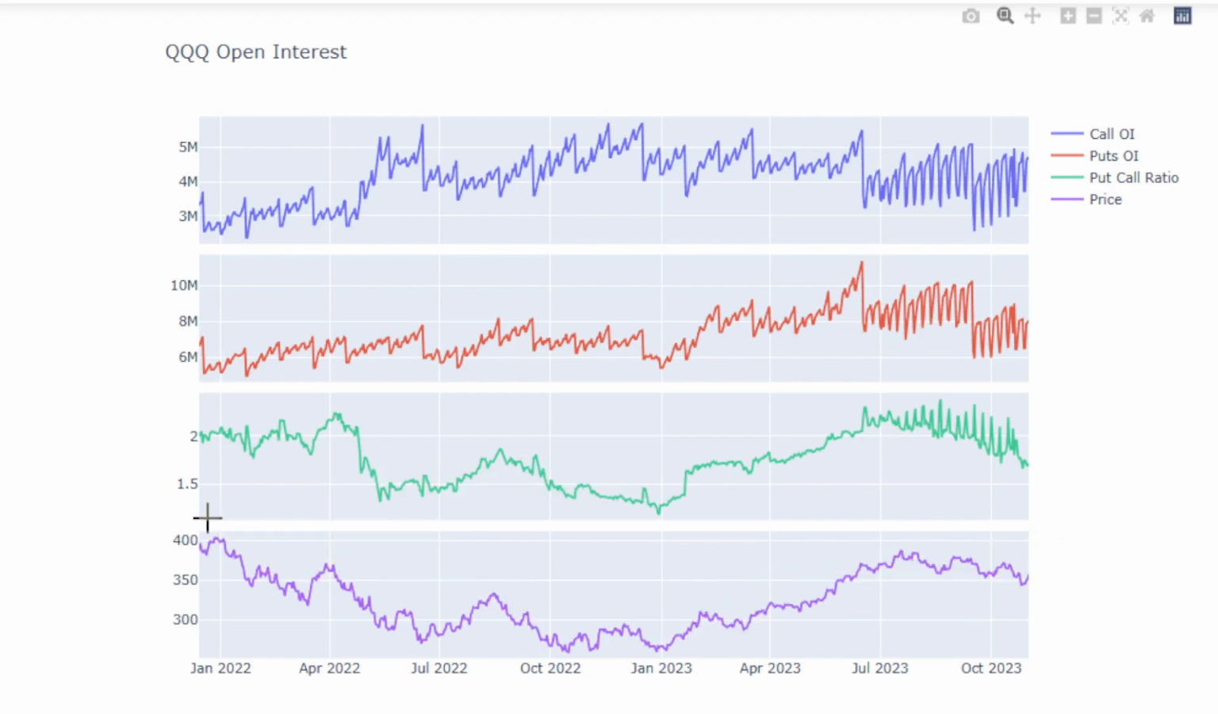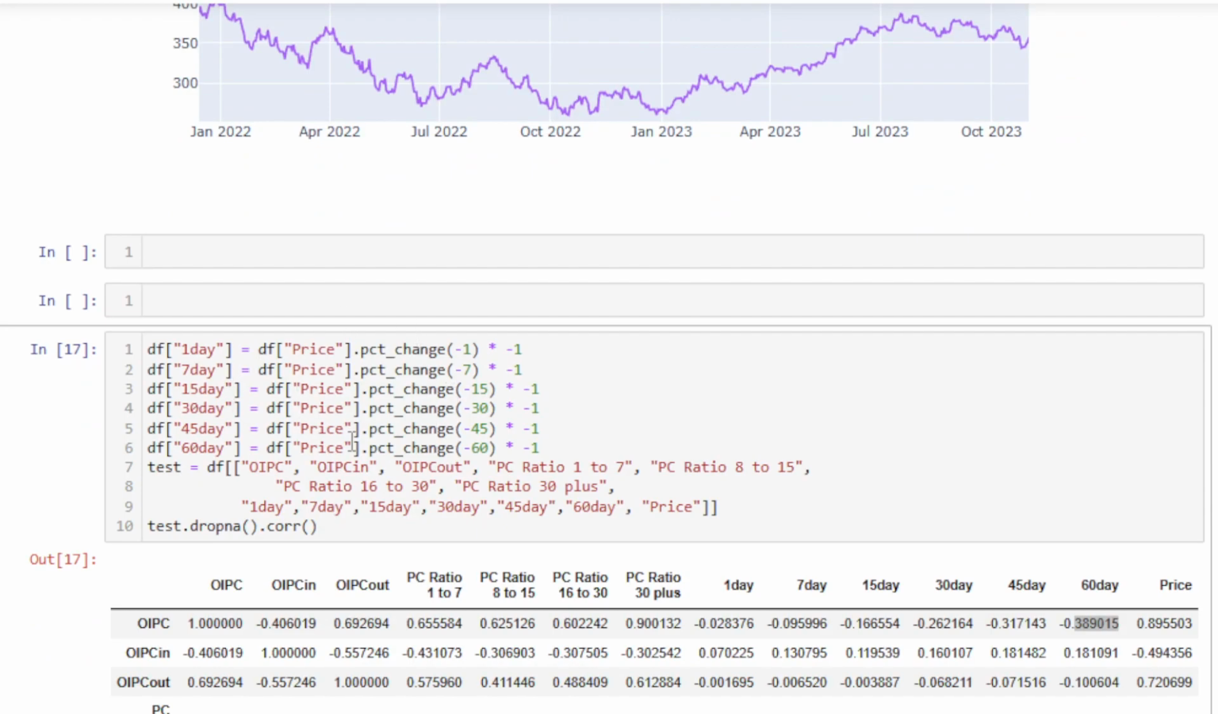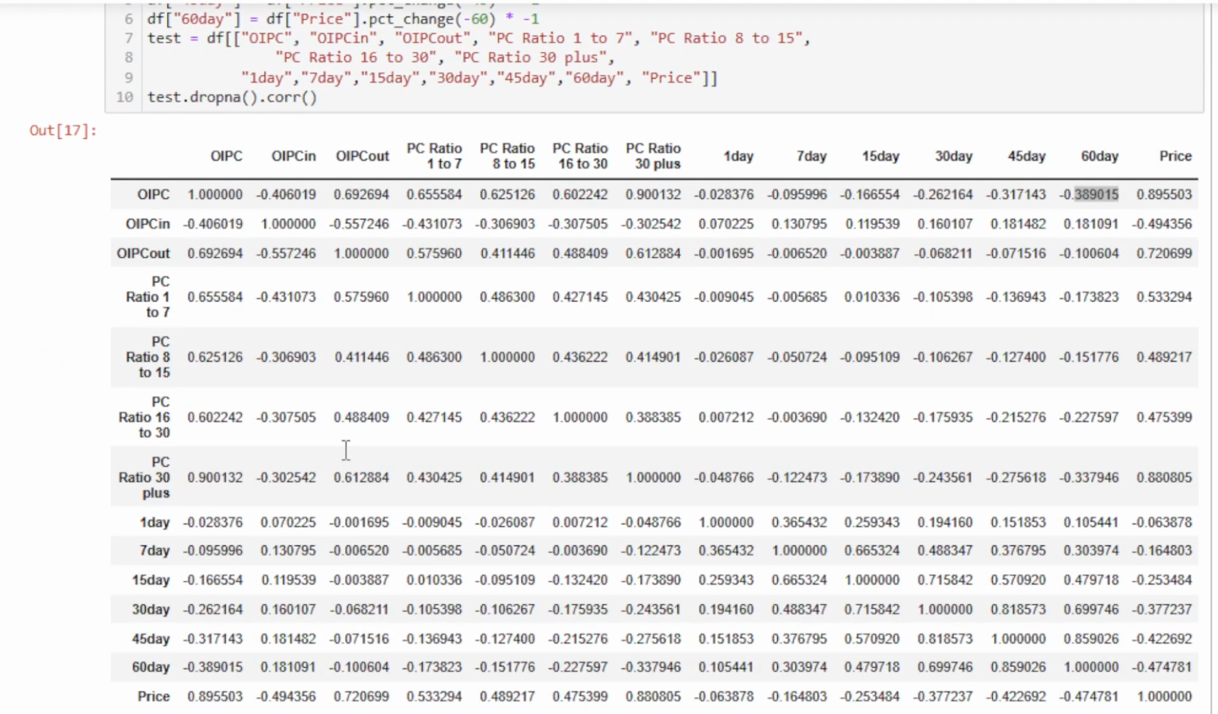So we can see the price correlation is pretty good, but we're not concerned about the actual correlation to the price because we can see the price movement. What we're really interested in is its predictive capabilities, right? So we went ahead and looked at future prices and then looked at some correlations. For our open interest put-call ratio at 60 days, we had a negative correlation of 0.38, which is not bad, but it's not great either. It's not something that you would want to necessarily determine what you're going to invest based on that single value.